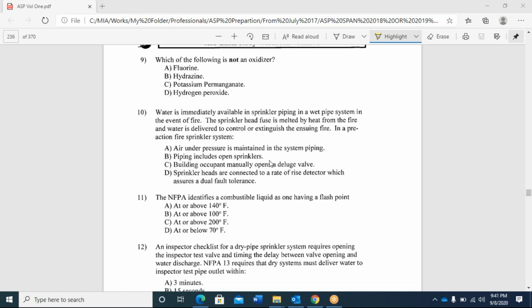Otherwise, whenever a sprinkler bursts out, the jockey pump starts. If more than one sprinkler is breaking, then the diesel pump starts. So the water is there, and the fuse element needs to get melted out by heat. That's it, it's a simple one.